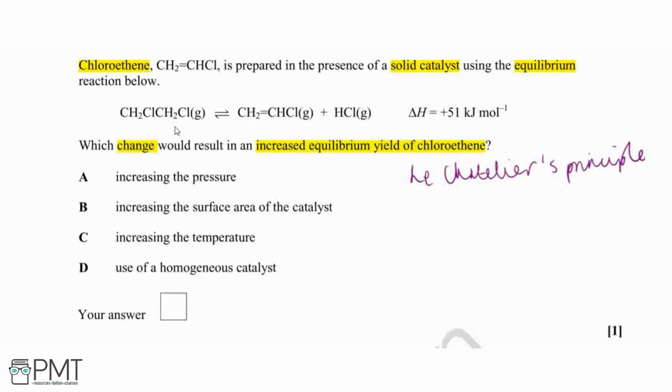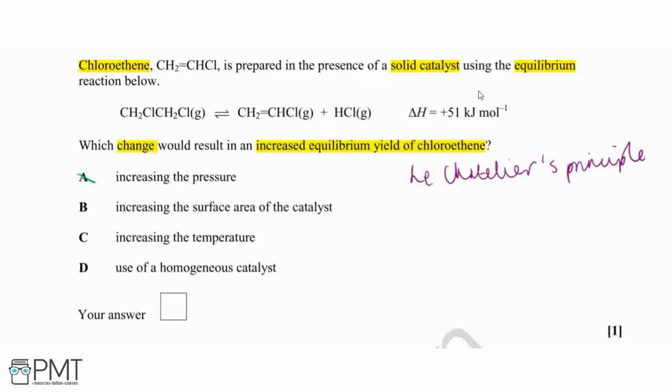And for our system here, the reverse reaction will be favoured because this produces the smallest number of moles, because we produce 1 mole in the reverse reaction and the forward reaction produces 2 moles. So therefore, increasing our pressure will not increase our equilibrium yield of chloroethene. So we can eliminate option A.